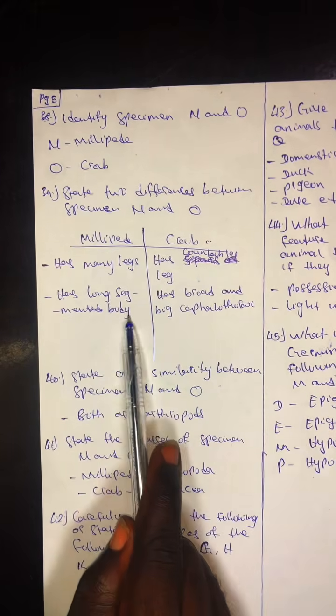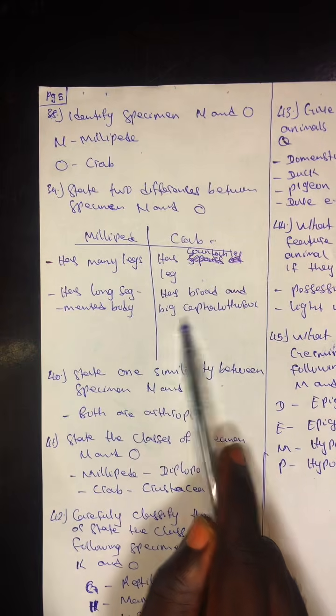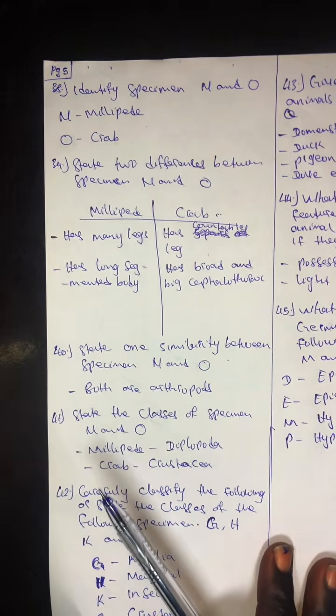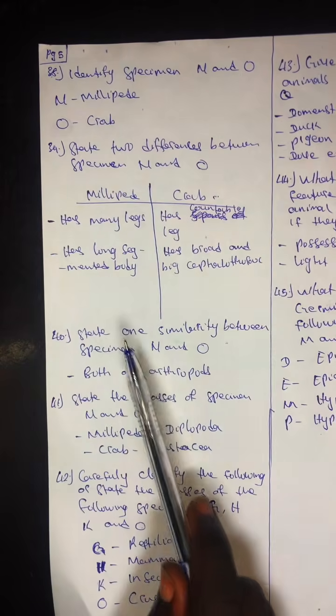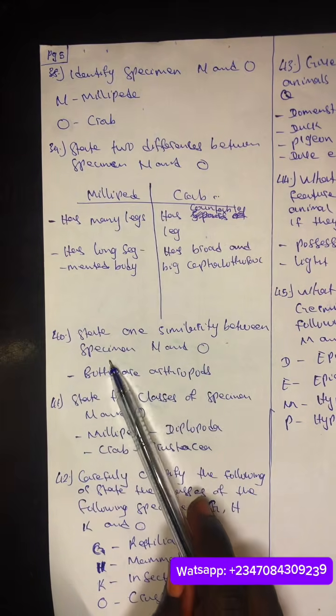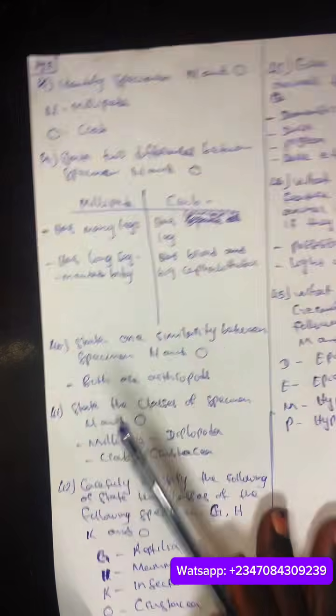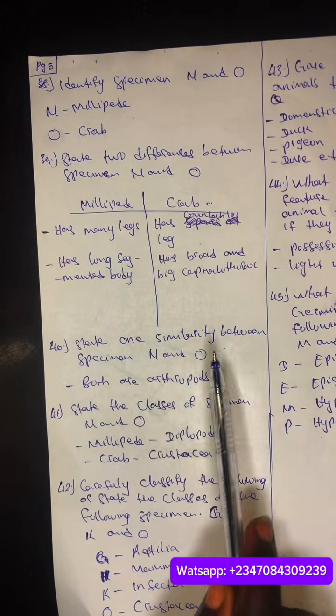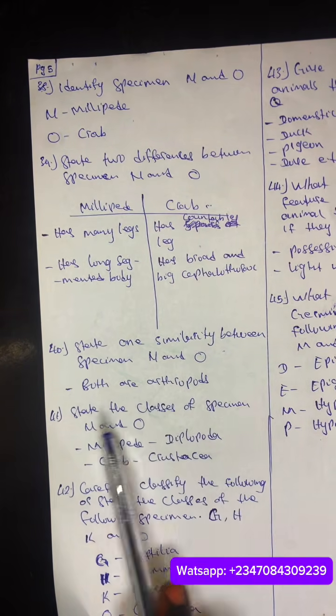Millipede has long segmented body, crab has broad and big cephalothorax. Why is it cephalothorax? Their head and their thorax have been joined together. So they are cephalothoracic organisms. State one similarity between specimen N and O. Both are arthropods. Both specimen N and O are under the phylum of arthropods.